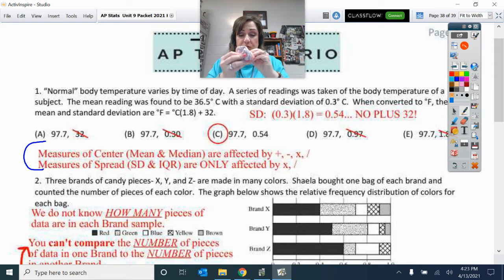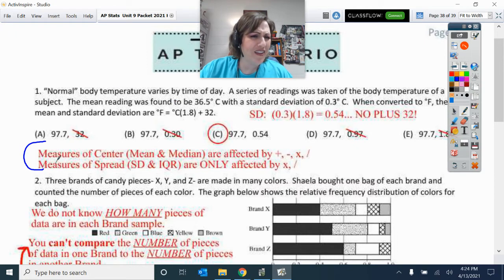But for a measure of spread, if this is my spread, then adding and subtracting does not affect how varied and how spread out this is. But if I multiplied or divided it and got it smaller, then that does affect the spread. I did that with the ball, remember? So standard deviation and IQR are only affected by multiplication and division.